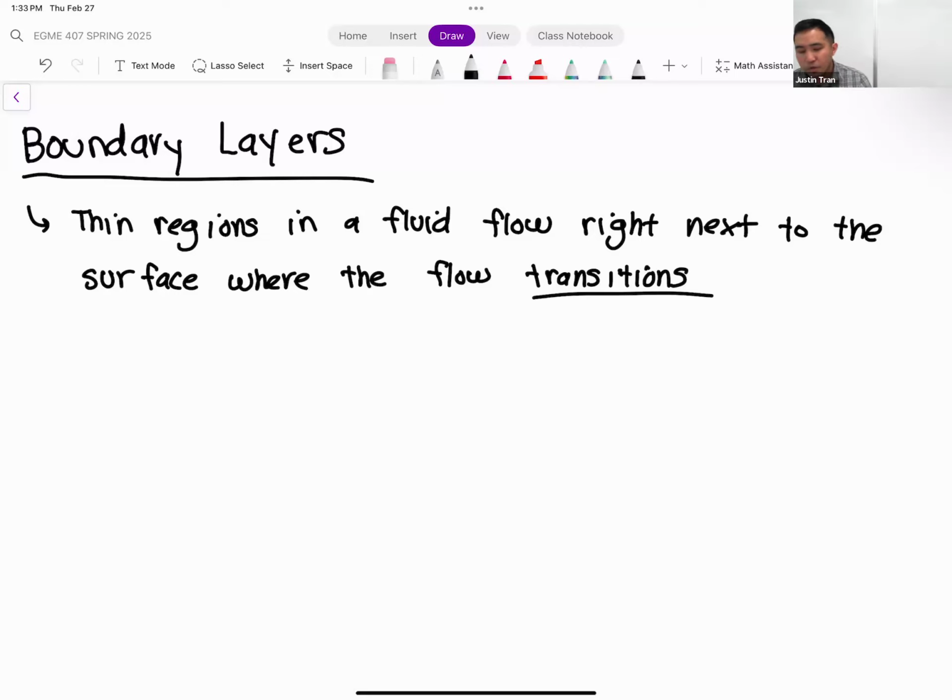So I know the thing with boundary layers is that the math and the concepts in them can be very complicated, but I always think of boundary layers as regions of transition. In the boundary layer, you're transitioning from the conditions at the solid surface to the conditions of the free flow, or the fluid far away from the surface.